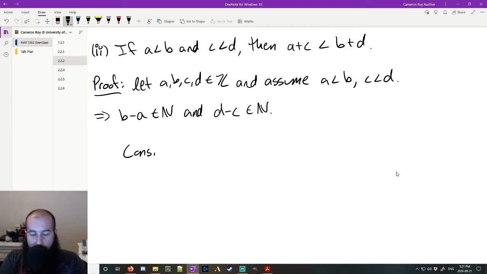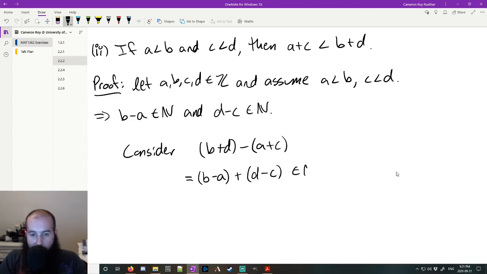Now we would like to know whether b plus d is larger than a plus c, so we can consider b plus d minus a plus c. Again, stating nothing about it, just considering this integer. We can rearrange this to be b minus a plus d minus c. And now we know that b minus a is natural and d minus c is natural, so their sum is natural, by the closure of the natural numbers under addition.